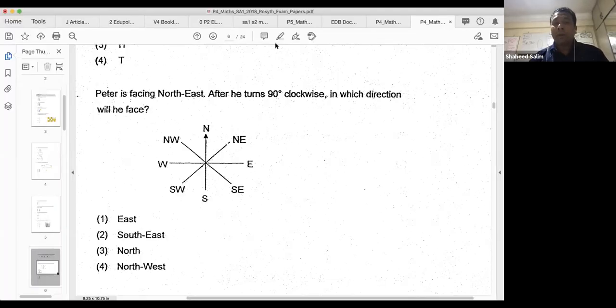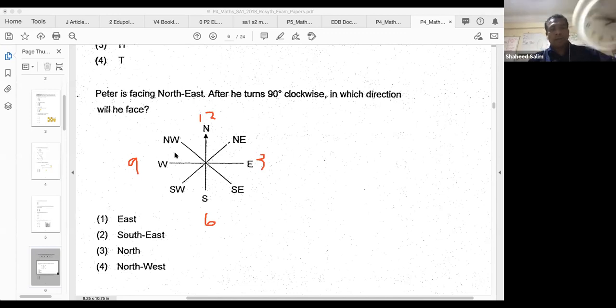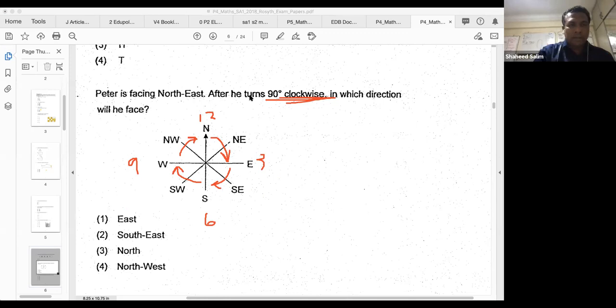Down here is clockwise. What is clockwise? Imagine this is 12, this is 3, this is 6, this is 9. Imagine a clock. Then you can see how the clock moves. It goes from 12 to 3, clockwise. Then you go clockwise like that. This is clockwise. But what is the question saying? Clockwise or anti-clockwise? Clockwise. So 90 degrees. If you do not know what's 90 degrees, you use your ruler.